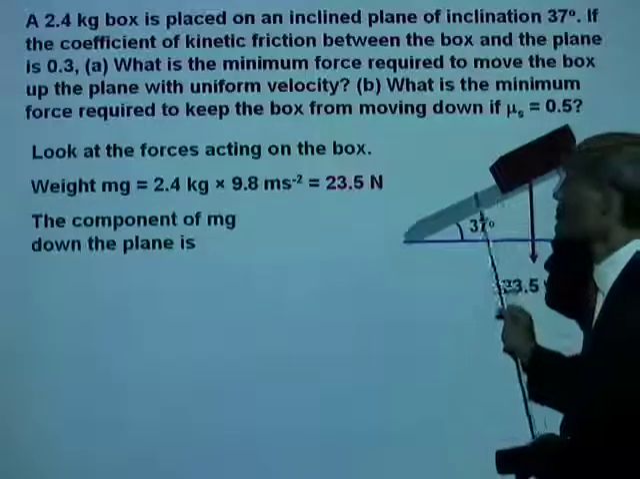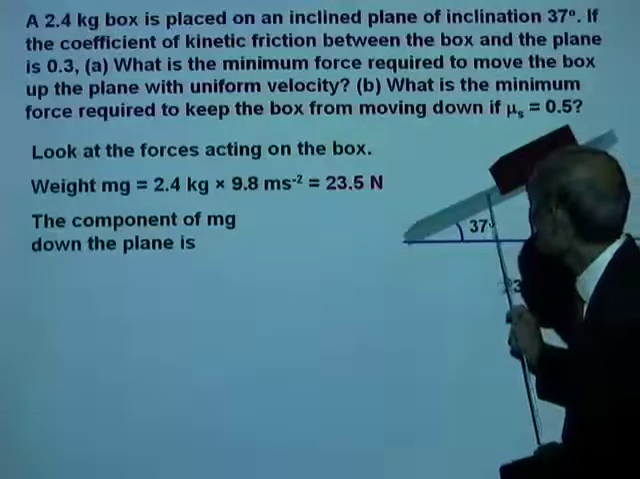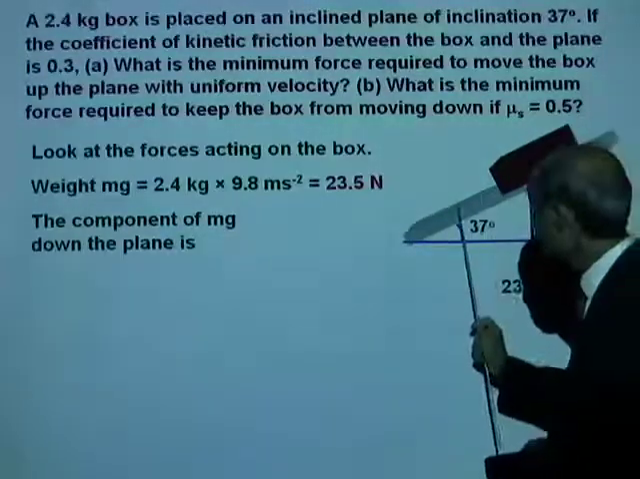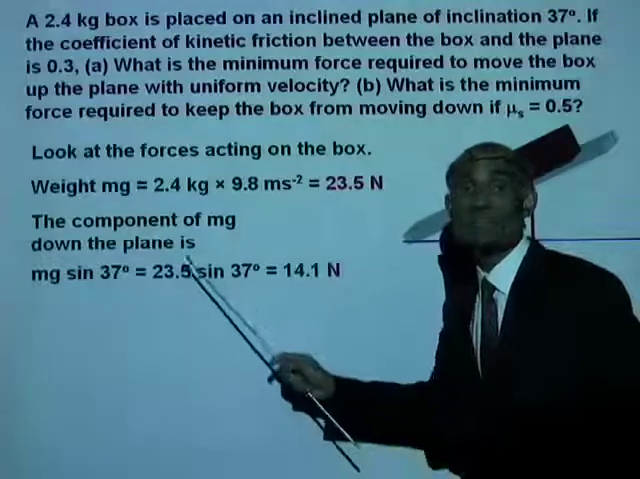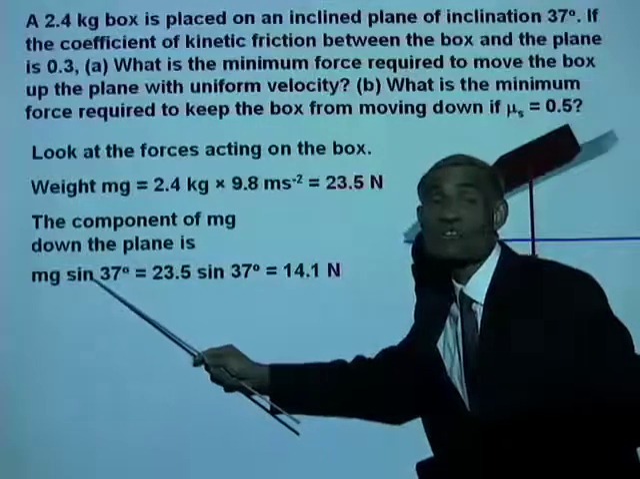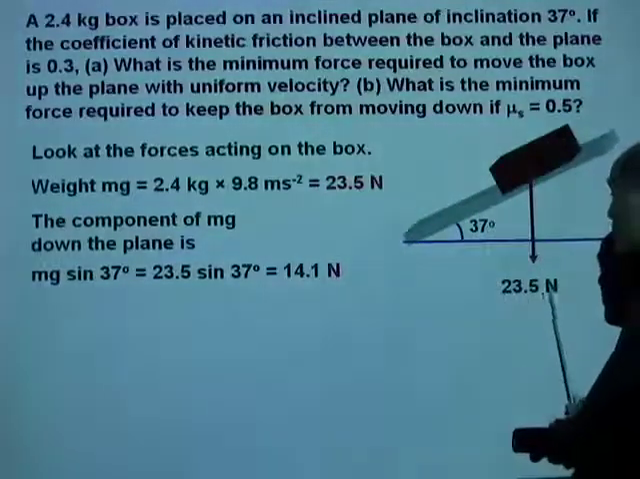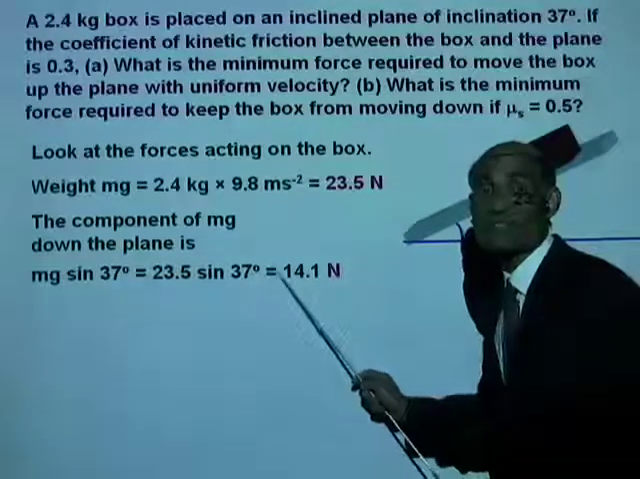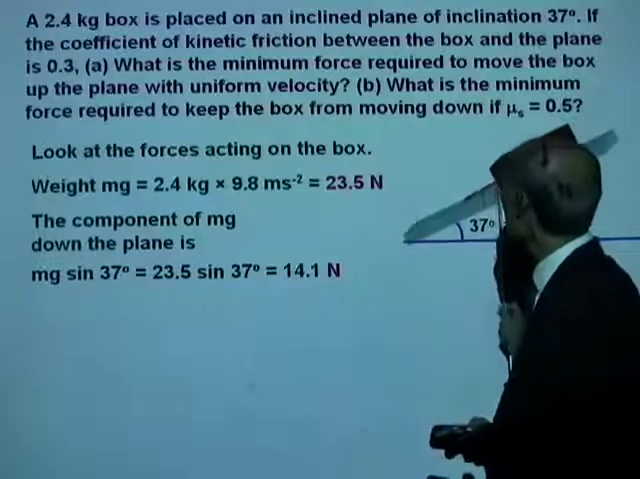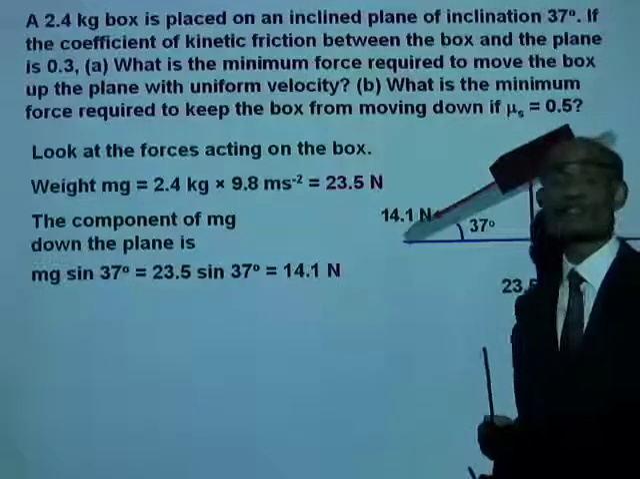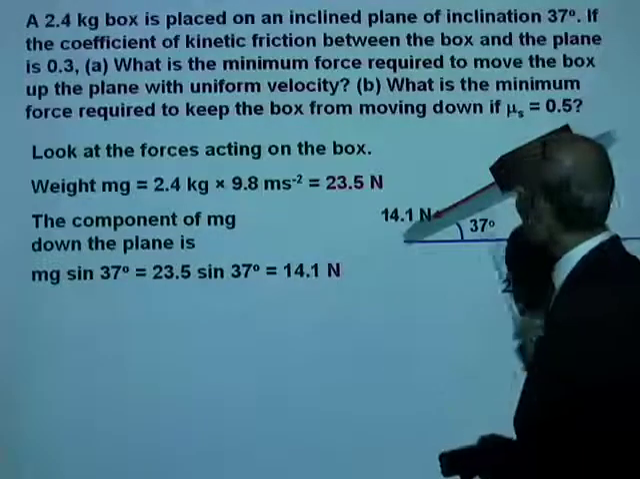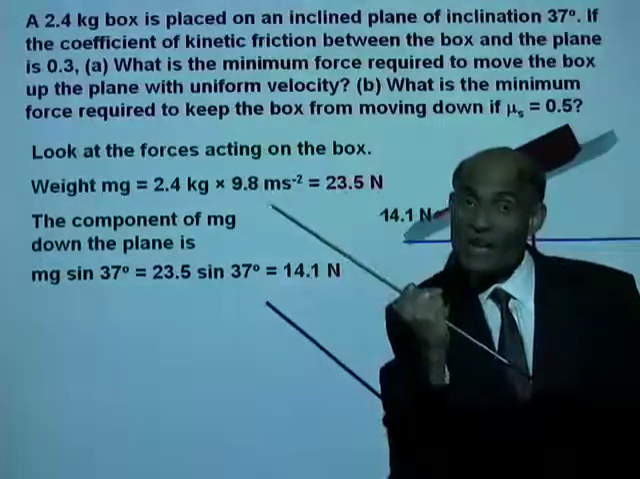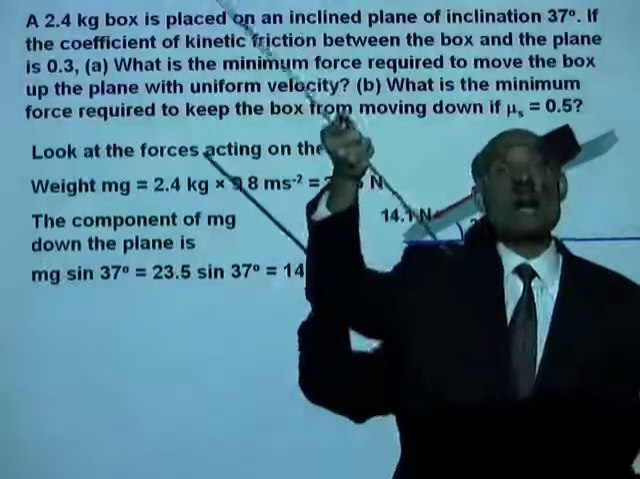Alright, can you tell me the other forces? What is the component that is pulling the box down the plane? The component of this force pulling the box down the plane is mg sine theta, mg sine 37. mg is 23.5 Newton, so that will be 23.5 sine 37, and that is 14.1 Newton. That is the force pulling the box down the plane. Well, what is the force acting up the plane? If the box is going to slide down, then the friction is going to act up the plane.